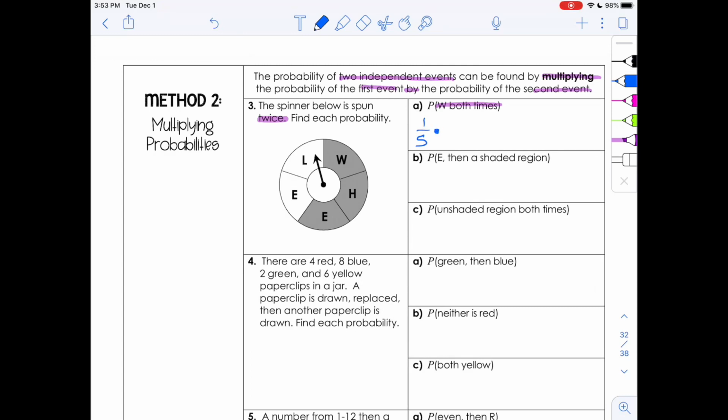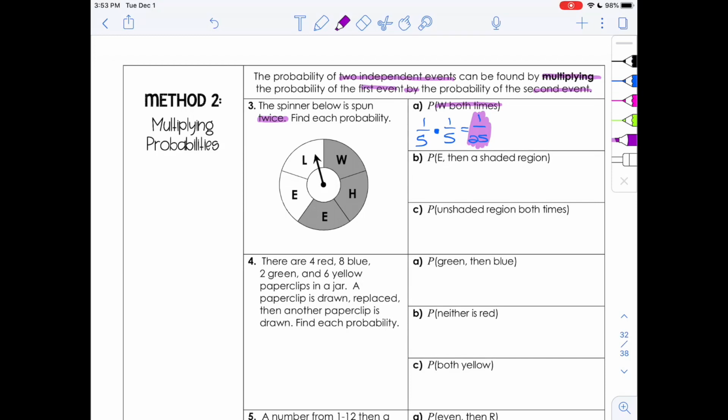Times, if you spin it again and it lands on W again, it's still a 1 out of 5 probability. So I can multiply that. 1 times 1 is 1 and 5 times 5 is 25. So my probability of spinning a W both times is 1 out of 25. Let's look at another one.